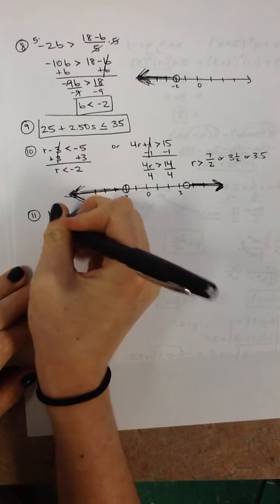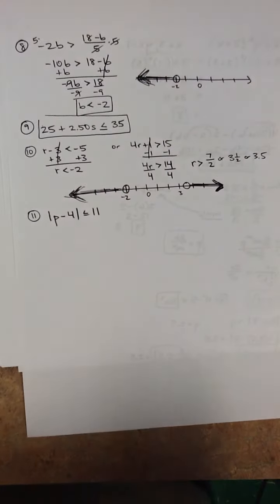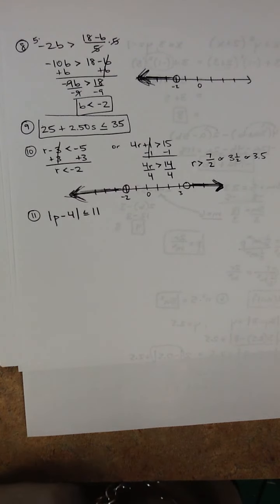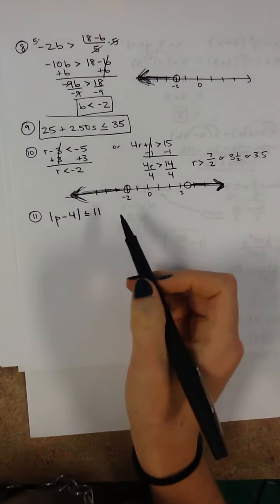Number 11, solve. All right, here's our first absolute value inequality. So this one is a less than. You've got the two different ways that these absolute value inequalities can be set up. They're extremely different, totally opposite from each other. So this one is a less than.